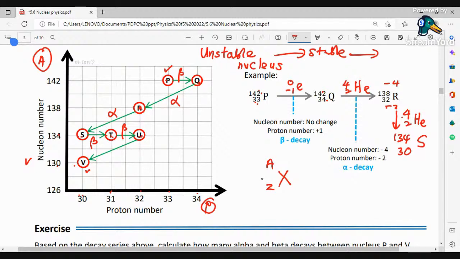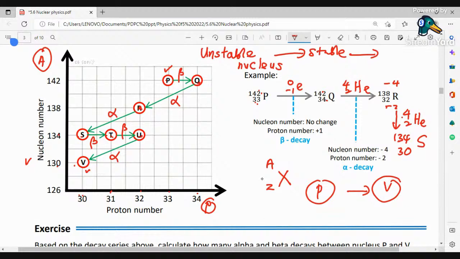And then its nuclear number is reduced by 2. Maksudnya 42He, so this is alpha. So it means from P to become V, untuk P jadi V, berapa alpha, berapa beta kita boleh calculate.